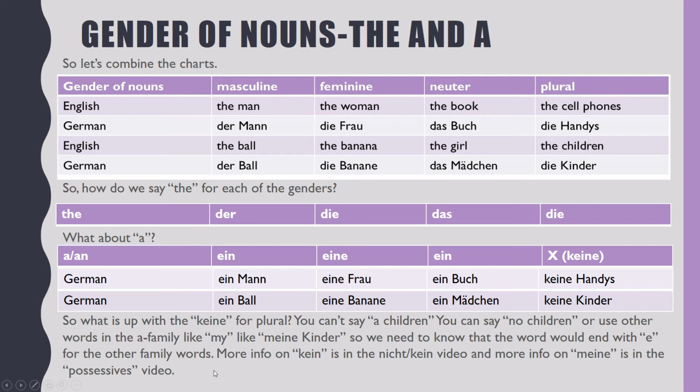So what is up with the keine for plural? You can't say ein Kinder. You can say keine Kinder, no children, or use other words in the family like my, like meine Kinder. So we need to know that the word would end with e for the other family words. More info on kein is in the nicht kein video, and more info on meine is in the possessives video.